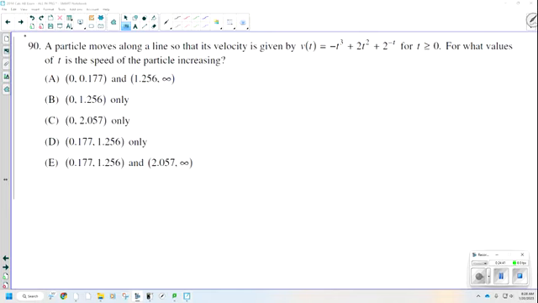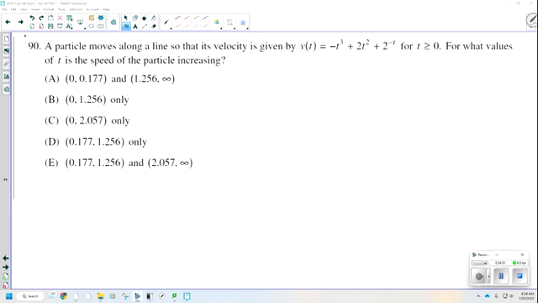Number 90. A particle moves along a line so that its velocity is given by v of t, which is negative t cubed plus 2t squared plus 2 to the negative t for t values greater than or equal to 0. For what values of t is the speed of the particle increasing?